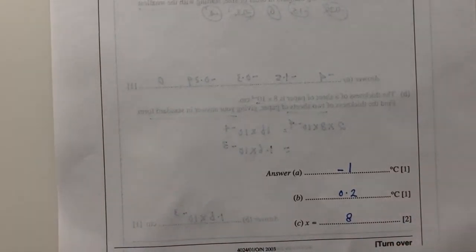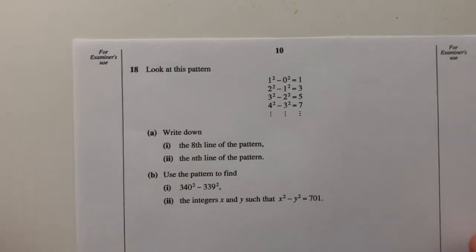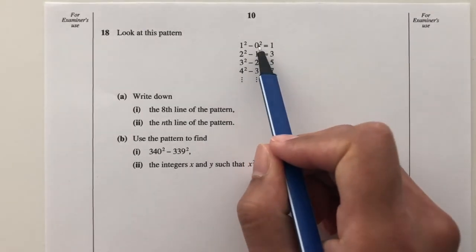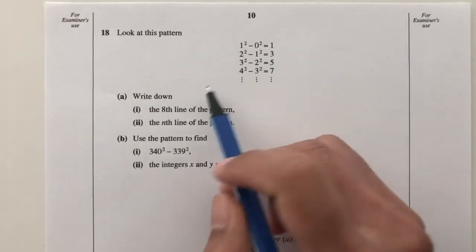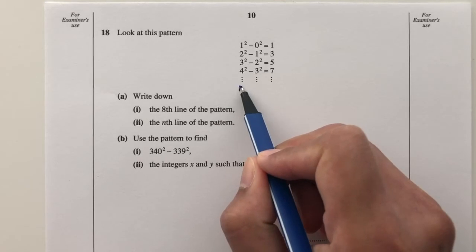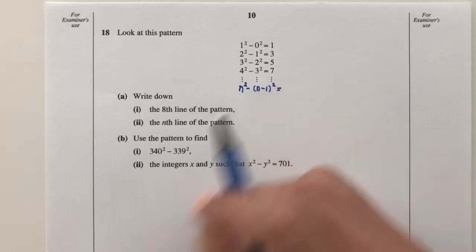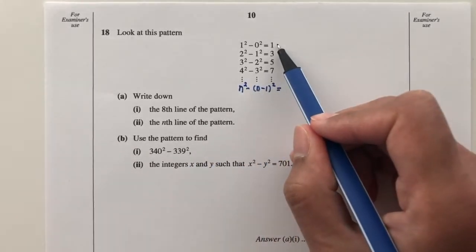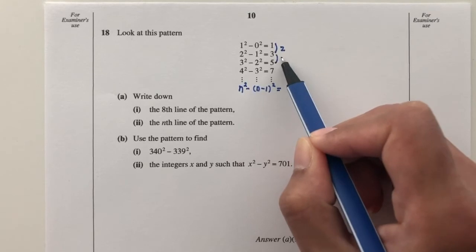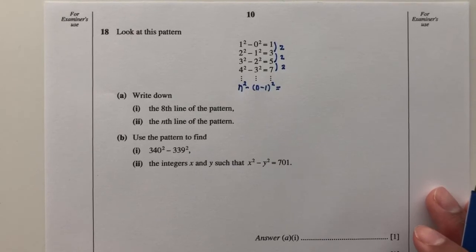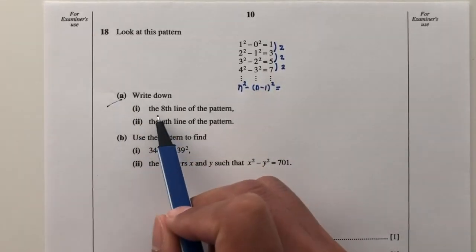Okay, now question number 10, page number 10, question number 18. So look at this sequence. As you can see here, we have 1 square minus 0 square, 2 square minus 1 square. So basically what's happening is we're taking n square minus n minus 1 square. Right, every term is like that. And each term is increasing by 2, 2, and 2.